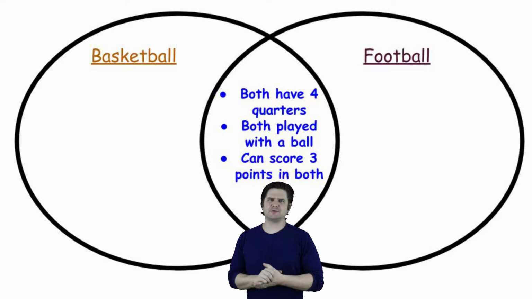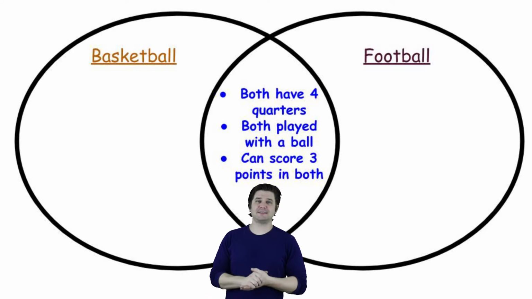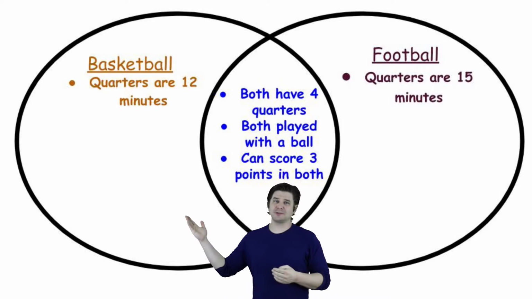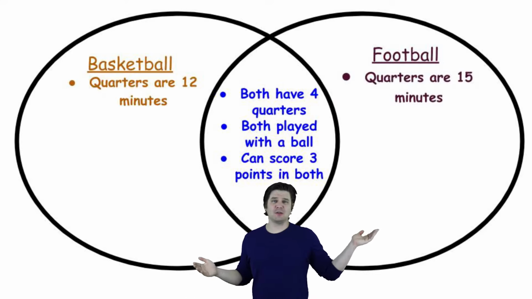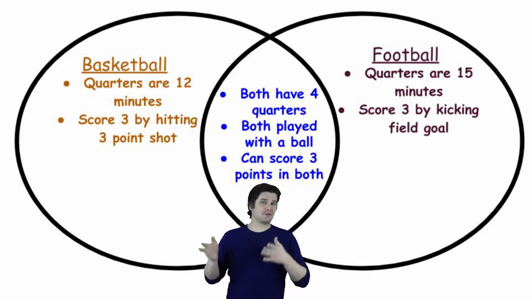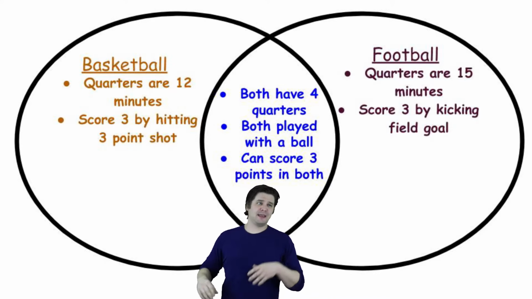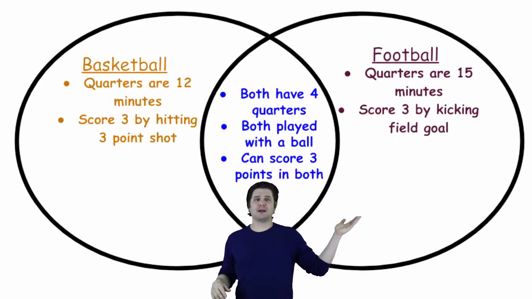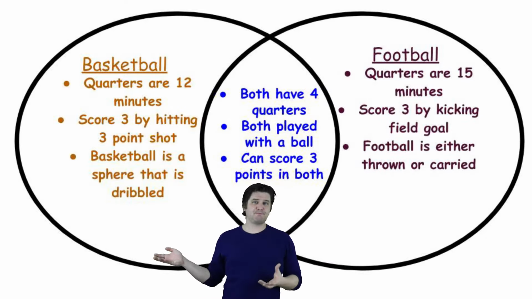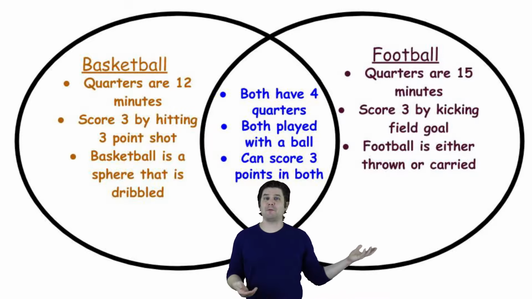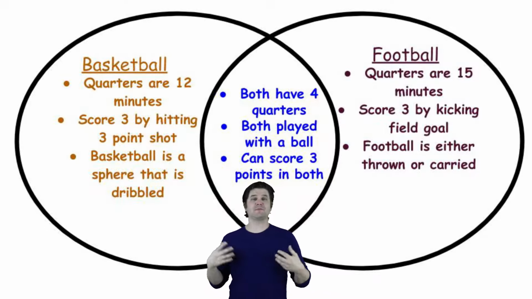So let's look at the ways they are similar and try to tease out some ways that they are different. Both of them have 4 quarters, but in football, quarters are 15 minutes long, where in basketball, they're 12 minutes long. You can score 3 points in each sport, but in basketball you hit a 3-pointer, and in football, a 3 is a field goal, right? In terms of the ball, well, a basketball is a basketball, right? You're supposed to dribble it. Whereas a football, you're either supposed to carry it or pass it. So that's a good, easy start to comparing and contrasting.